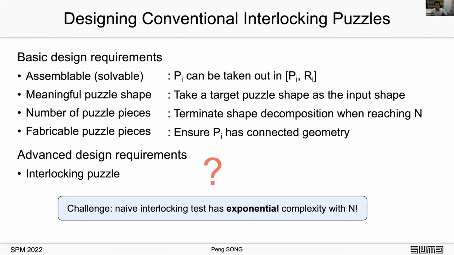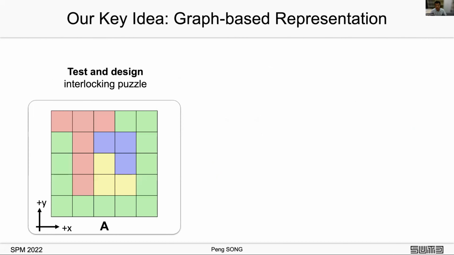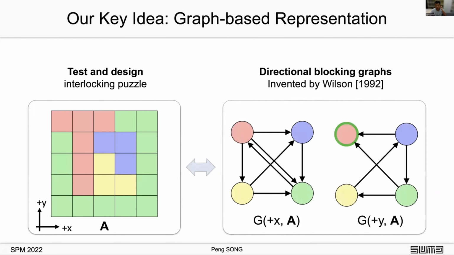Now the problem is how to ensure interlocking for the puzzle resulted from the shape decomposition. The challenge is that naive interlocking test has exponential complexity with the number of puzzle pieces n, making the approach not scalable. Our key idea to solve this challenging problem is to make a connection between interlocking assemblies and a specific graph representation. These graphs are called directional blocking graphs, invented by Wilson in 1992 for assembly planning.